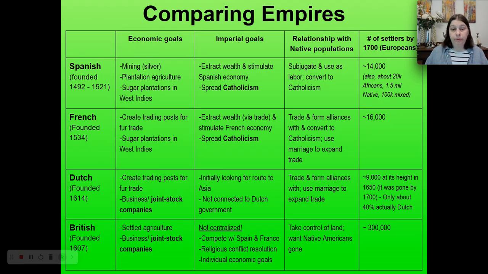Another really major difference with the British is that, in comparison to all of the other empires on the chart, they are by far the most interested in settling and living on the land. Their primary economic engine is agricultural, not mining, not furs, right? If you look over at the very last row of the chart, where it says population, you can see that the British colonies have by far the biggest settlement population of colonists.